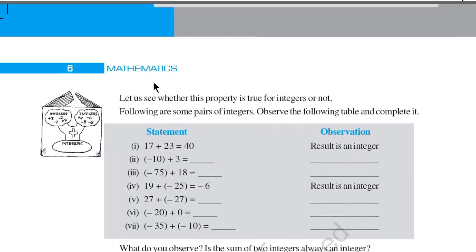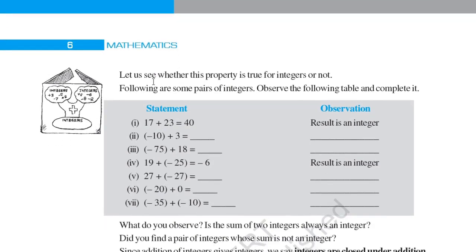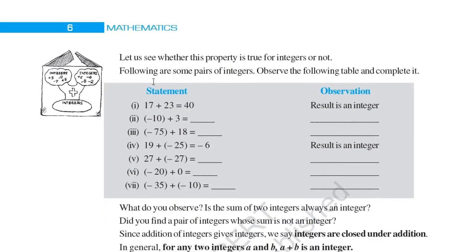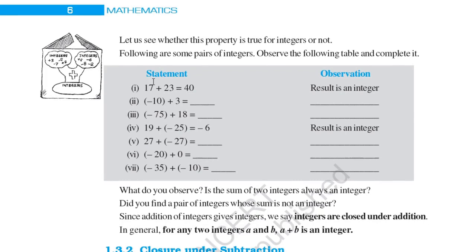Following are some pairs of integers. Observe the following table and complete it. So you can see this is a whole number result, an integer. You can see 17 plus 23 is equal to 40. Here minus 7 will come. It is also an integer, and so on. You can do that. Every result will come as an integer. So minus 20 here in the 6th one, in the 7th it is minus 45. So every result is an integer.